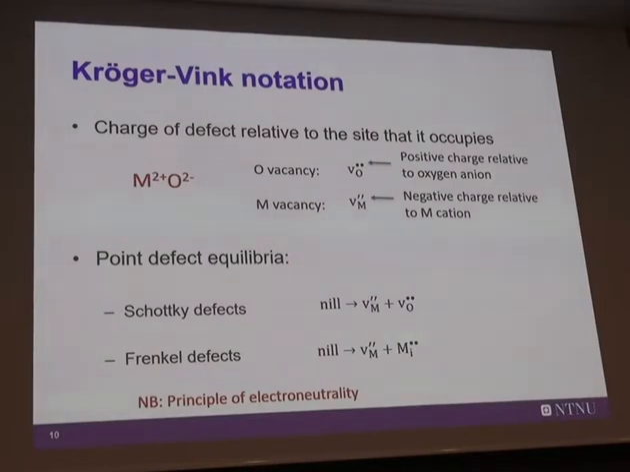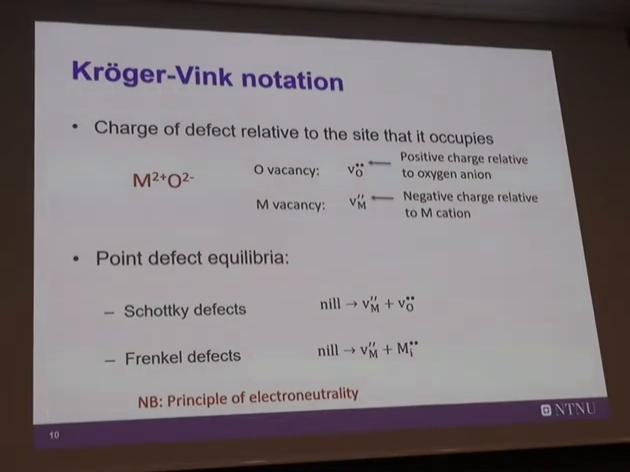And that's the funny thing here. You start with nothing, and you end up with two vacancies. Seems a bit odd the first time you see it, but this is the way it is. You start with nothing, and you create two point defects by making a Schottky defect. And the Schottky defect is the sum of these two together.